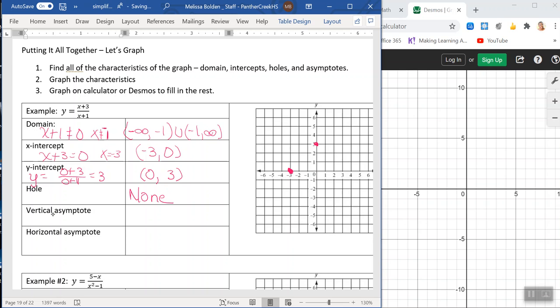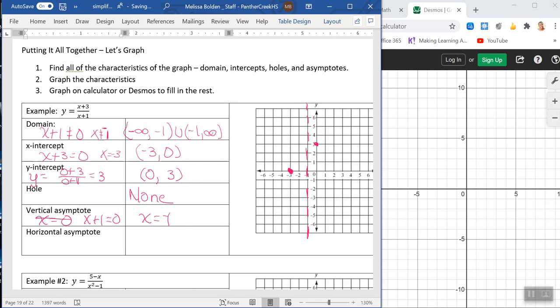My vertical asymptote happens when my denominator is equal to 0. My vertical asymptote and my domain will correspond. So x plus 1 equals 0, so we get x is equal to negative 1. We always write our vertical asymptote and our horizontal asymptote as equations. So what does that mean? The graph will never ever touch negative 1. A vertical asymptote is like a wall that you cannot penetrate. So the graph will never touch x equals negative 1.